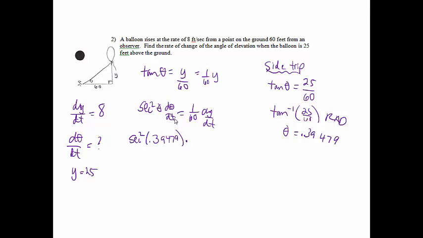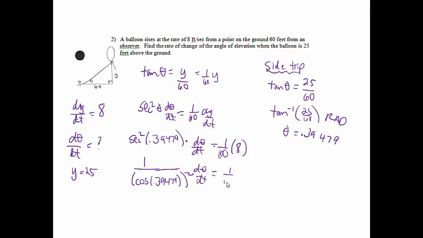0.39479, times d theta dt, which we don't know, so I'll just leave it d theta dt, equals 1/60th times dy dt, which we know is 8. Okay, so now from here, secant squared theta is actually the same thing as 1 over cosine of 0.39479 of that squared. D theta dt equals 1 over 60 times 8 still.